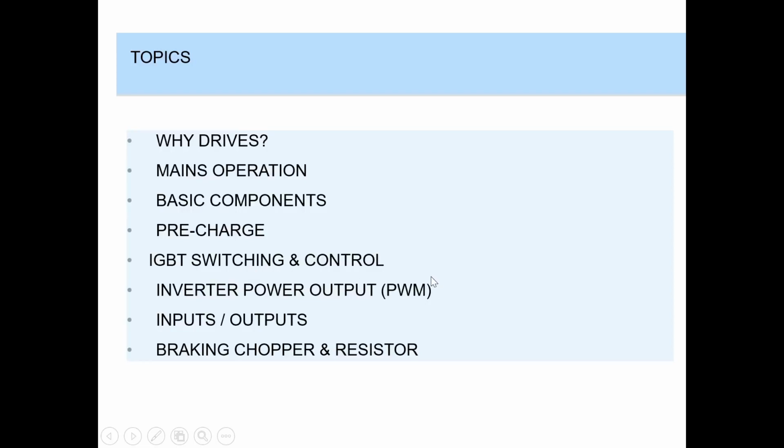Also, we'll look at the PWM output of the drive, and then we'll see how inputs and outputs can be interfaced to a drive. Basically, inputs and outputs are used to switch on the drive. And then lastly, we'll try to understand the need for a braking resistor in case of dynamic braking, and how a chopper can be helpful.